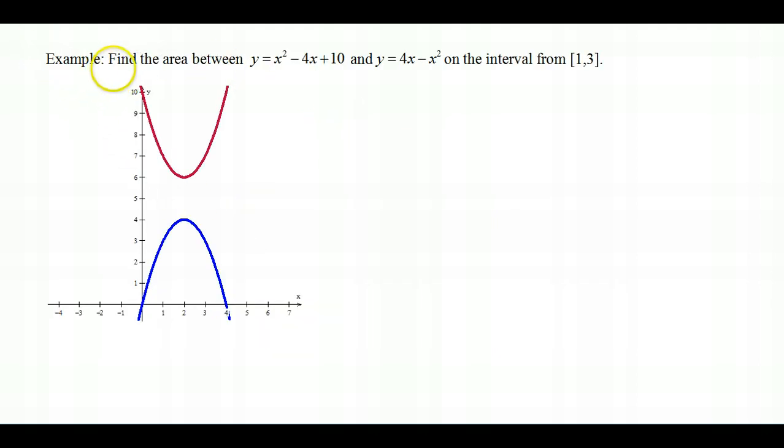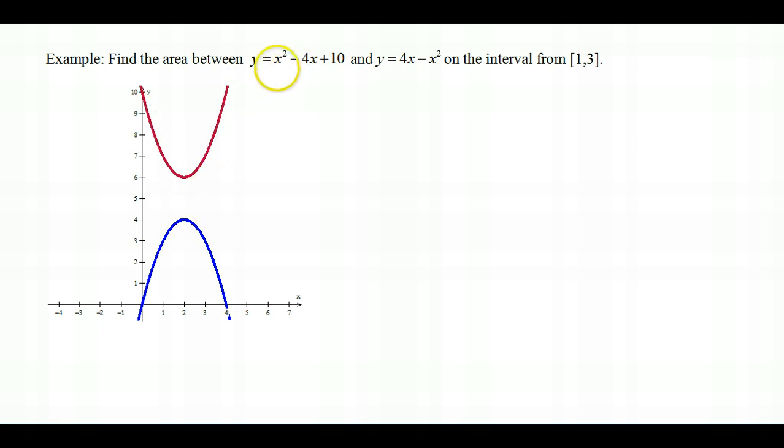Alright, so let's look at an example. We're asked to find the area between y equals x squared minus 4x plus 10 and y equals 4x minus x squared on the interval from 1 to 3. So here, we've been given all the information we need. This is a very straightforward problem. We've even been given the graphs here, although they're not labeled for us, but we should be able to figure out which one's which.